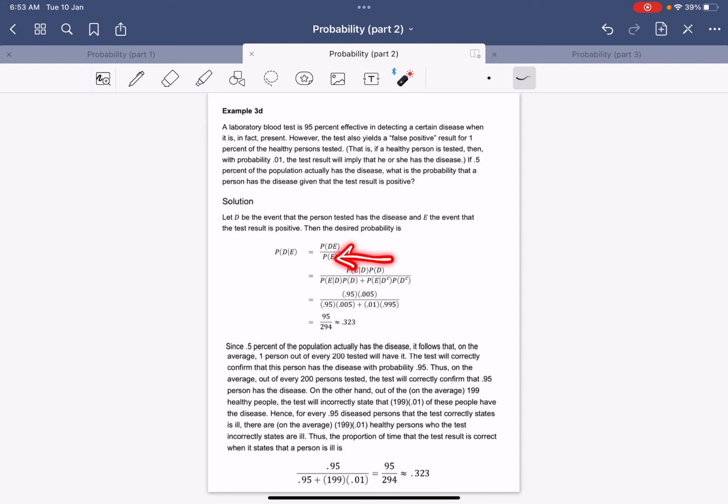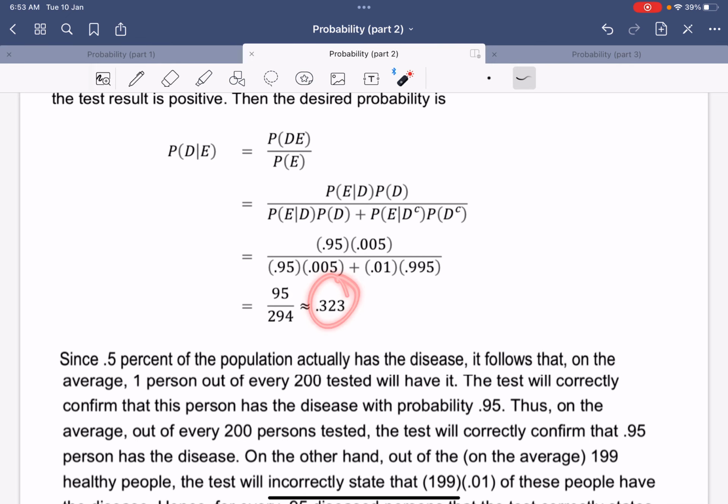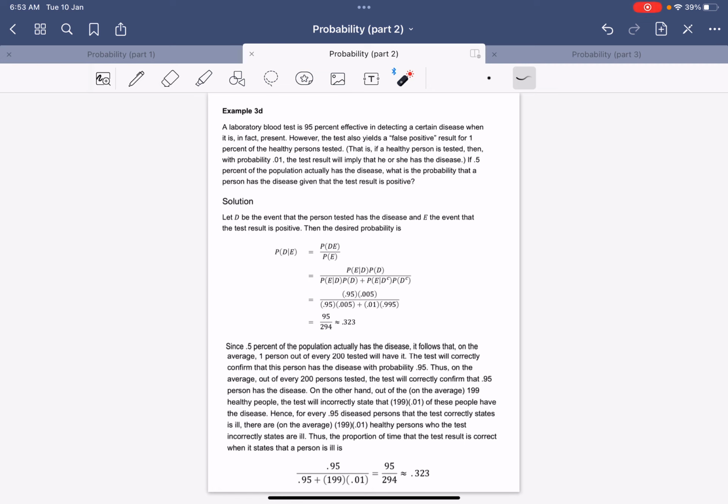And the bottom portion, the probability of E, can be broken up into the probability of E intersect D plus the probability of E intersect D complement. The reason why is because we already know what happens when you're conditioning over D, which is given in the information. And so you can calculate it out and see that it arrives at 0.323, which is really unintuitive because you would think that the probability of having the disease given that the result is positive would be higher. But in actuality, it's only 0.323.